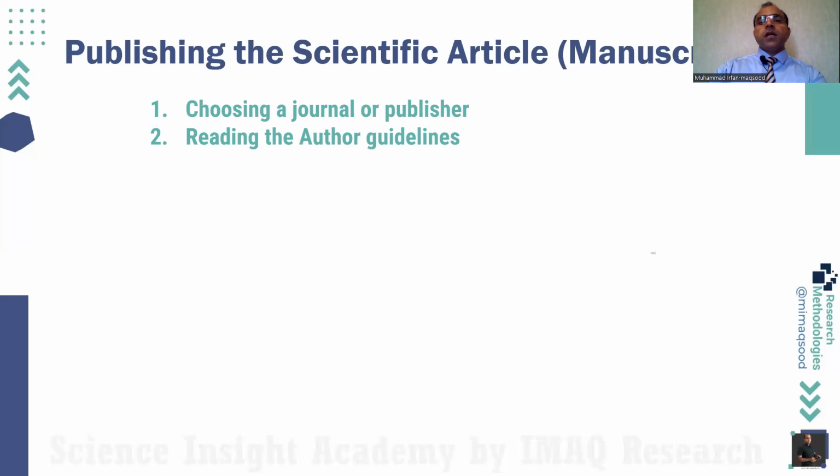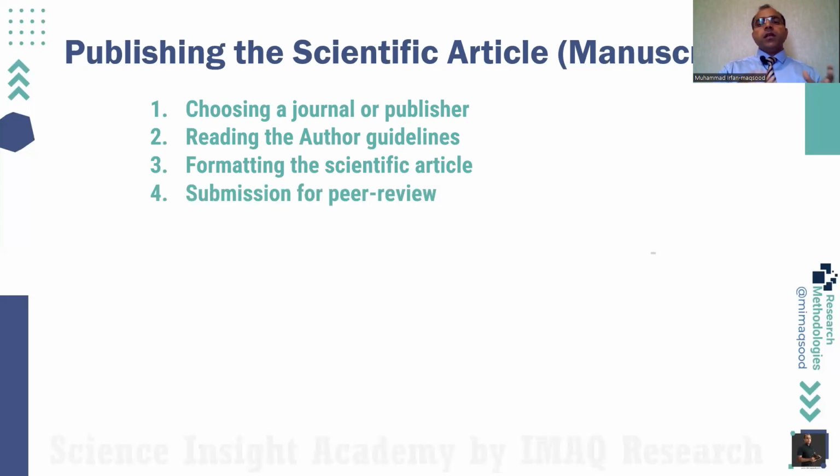When you have finalized the journals, for example, A, B, C, the three top priorities, then we have to read the author guidelines of all these journals. The author guidelines of every journal describe how you can format your paper before submitting to the journal. Then after reading these author guidelines, you can format the scientific article. And when your scientific article has been formatted as per the author guidelines of the journal, you can submit to the journal following the guidelines. So the journal can send it for the peer review process.